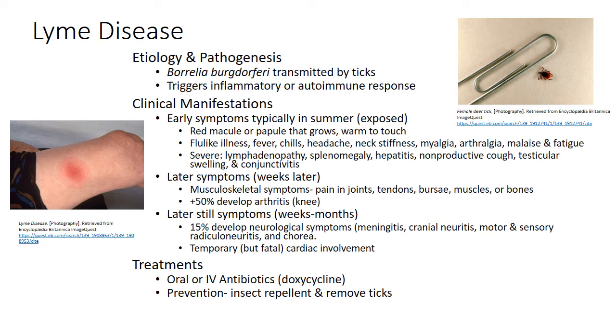Weeks to months later, if it's still not treated, then we can see neurological symptoms like meningitis, which is inflammation in the meninges, which is kind of the covering around the brain and the spinal cord. We can see cranial neuritis, inflammation of the cranial nerves. We can see motor and sensory radiculoneuritis, which is inflammation of the roots of the spinal nerve, and chorea, which is these jerky, involuntary movements that affect the shoulders, the hips, and the face.